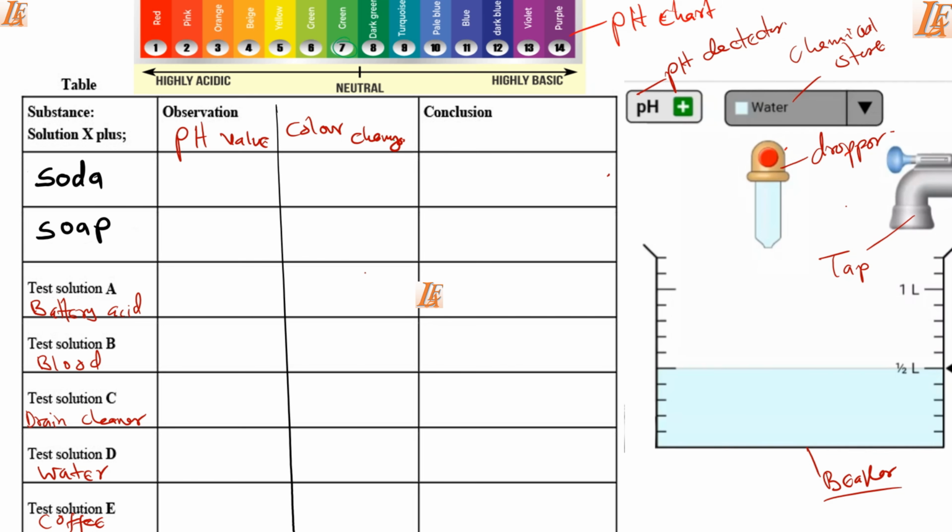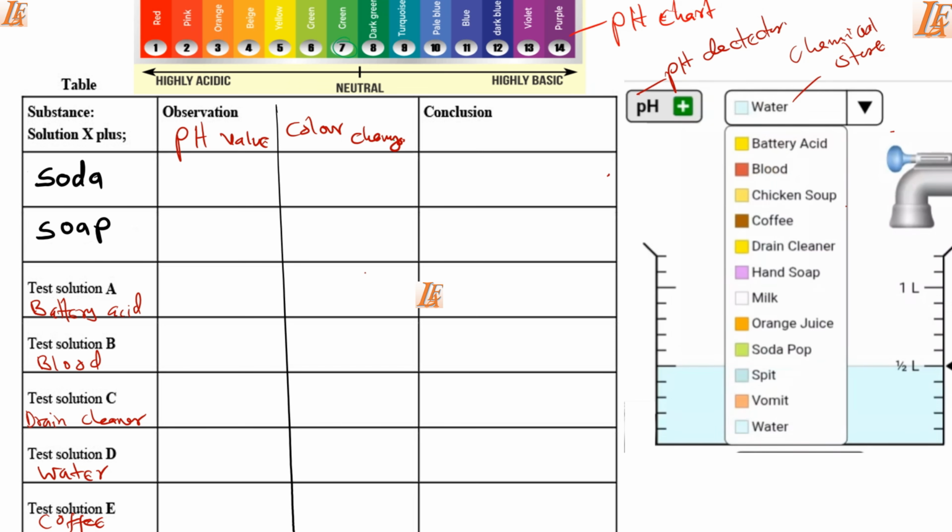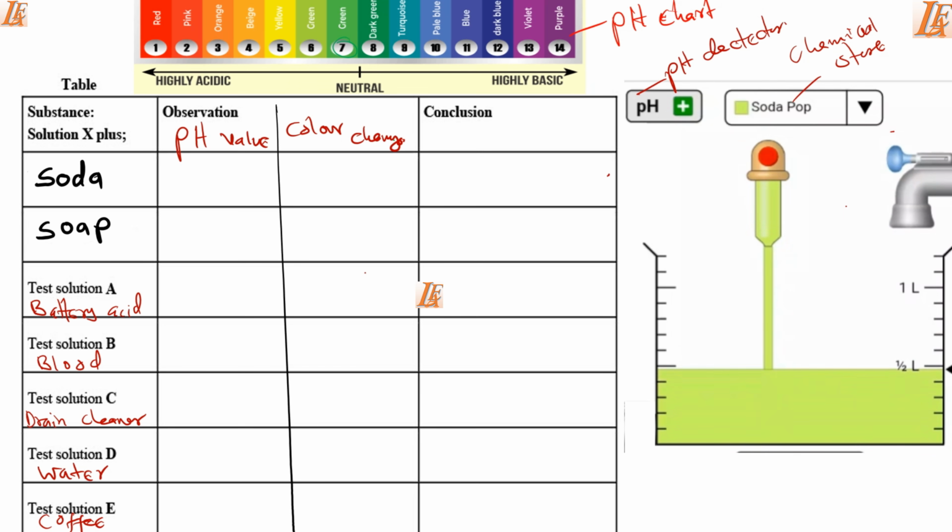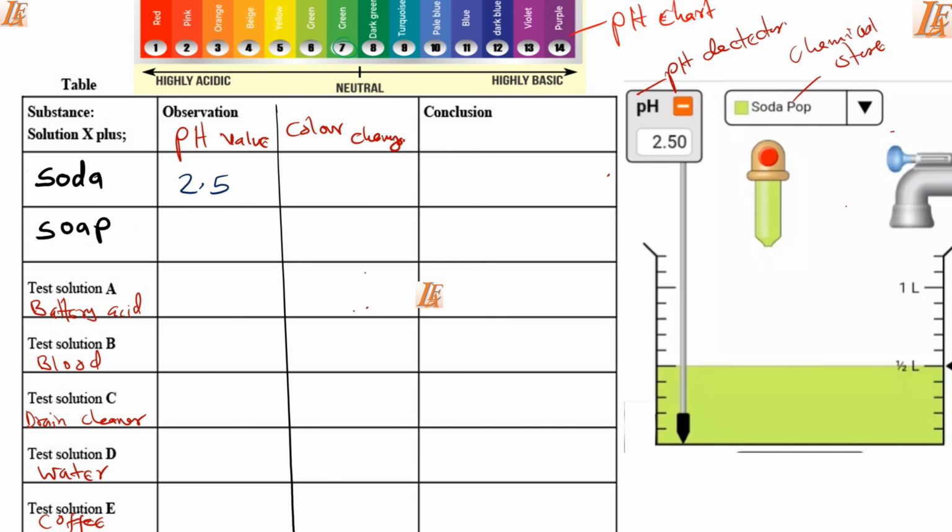So we can begin our experiment with the first solution. In this case, our first solution is soda. We place soda inside our beaker. Then what we will do next is to dip a pH detector inside. This pH detector is going to tell us the pH value of the substance. In this case, the pH value has indicated 2.5. Now we will record it in the pH value section.